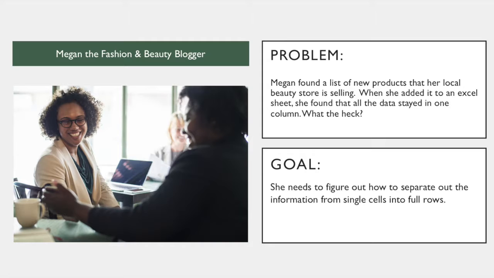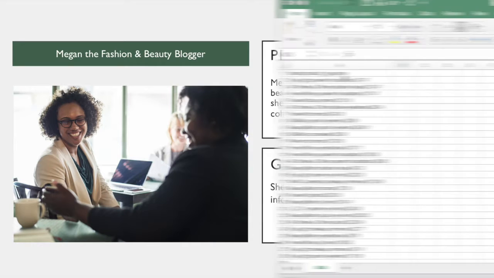Today I'm telling you about Megan, the fashion and beauty blogger. Megan recently found a list of new products that her local beauty store is selling. When she added it to an Excel sheet to take some notes on it, she found all of the data stayed in one column. She needs to find out how to separate the information from one single cell into full rows of data. Let's see if we can help.